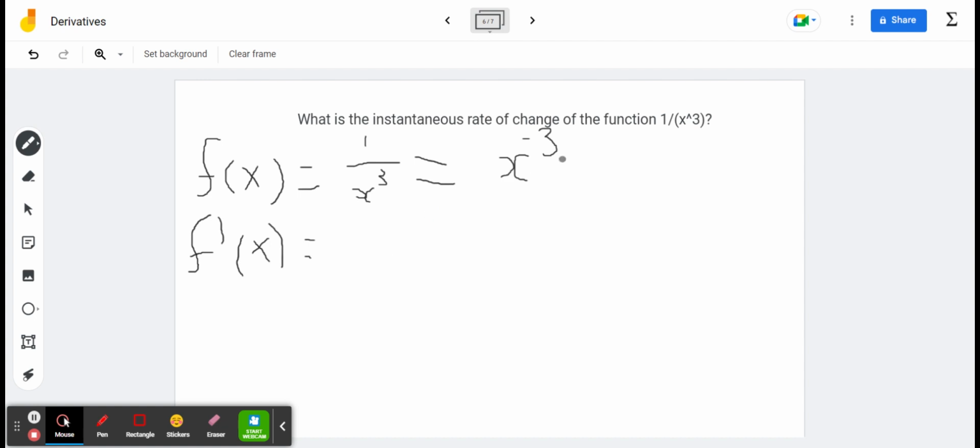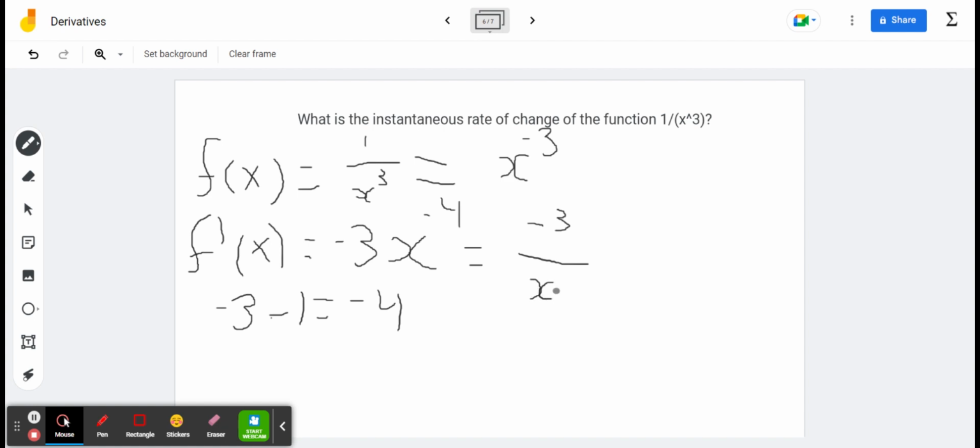So then, when we take the derivative, we're going to take the exponent to the front. So 1 times negative 3 is negative 3. Then x, and then we're going to subtract 1 from our exponent. So negative 3 minus 1 equals negative 4. So negative 3 times x to the negative fourth. And then, once again, I'm going to make our exponent positive by bringing it to the denominator, and we get negative 3 over x to the fourth as our final answer.